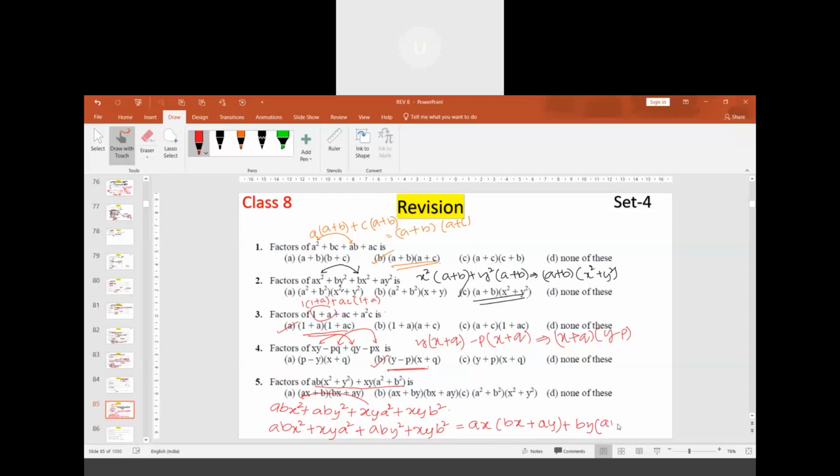Now we can take common x: Ax plus Bx. Ay plus By, taking y common. These two are the same. Ax plus By, and Bx plus Ay.